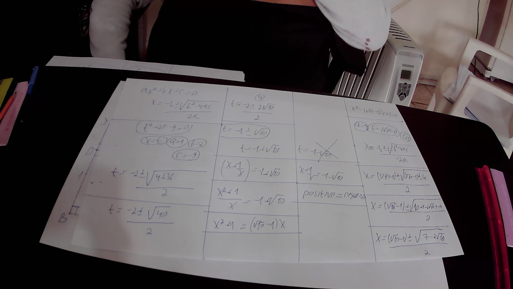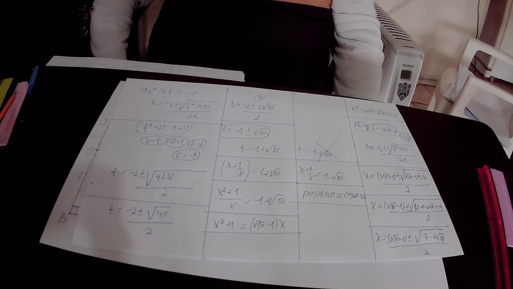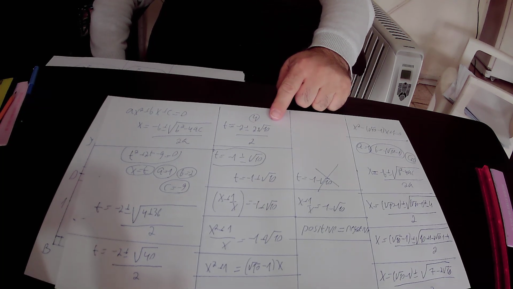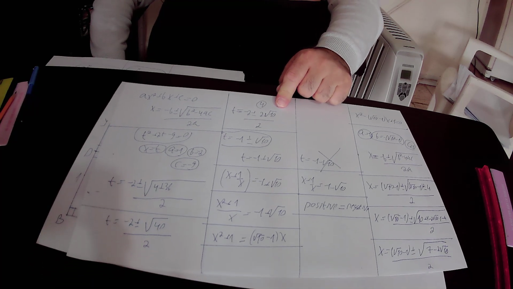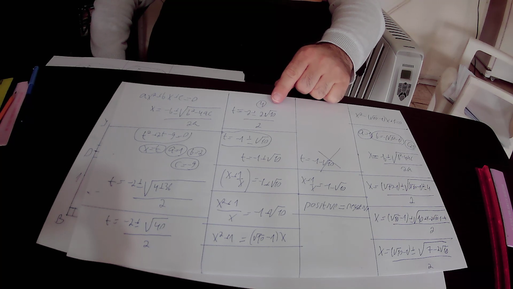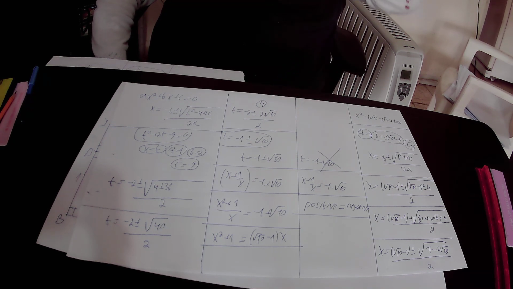But 40 is 4 times 10. The square root of 4 is 2. So in conclusion, we found out that t equals minus 2 plus minus 2 times square root of 10 over 2. Here, minus 2 over 2 is minus 1, plus minus 2 over 2 is 1. So in conclusion, we found out that t equals minus 1 plus minus square root of 10. So here we have two solutions that are possible for t.